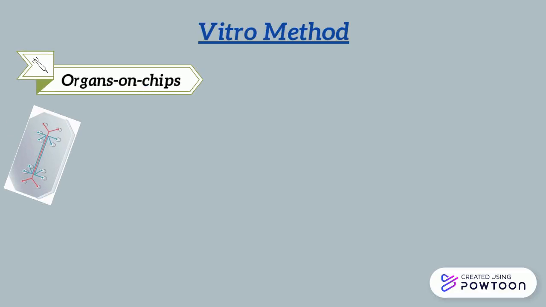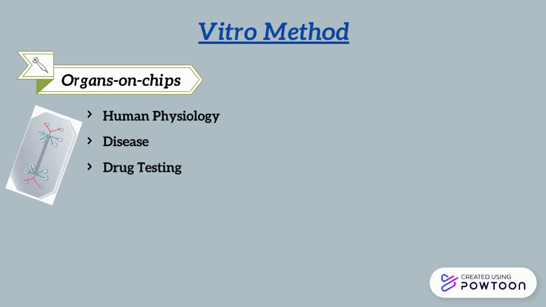An example of an in vitro method is organs on chips, which contain human cells grown in a state-of-the-art system to resemble the structure and function of human organs and organ systems. These chips can give more accurate responses on human physiology, disease, drugs, and toxicity testing than crude animal experiments do.